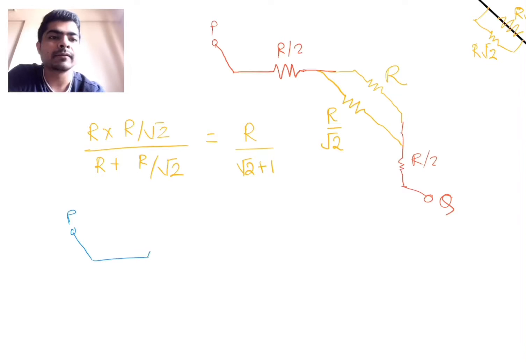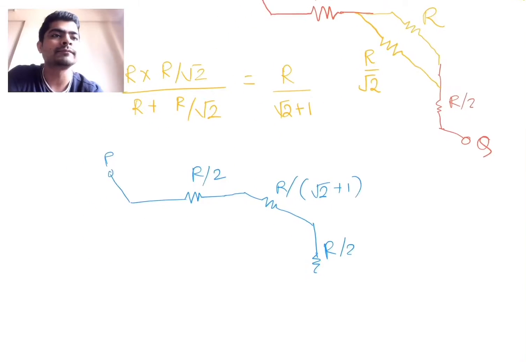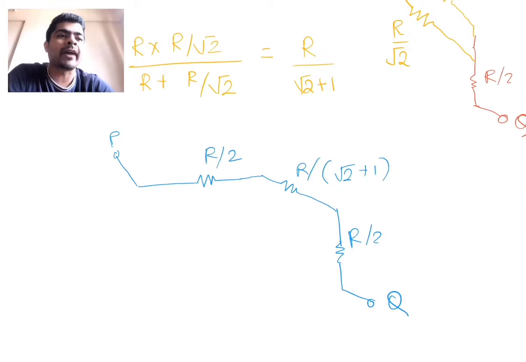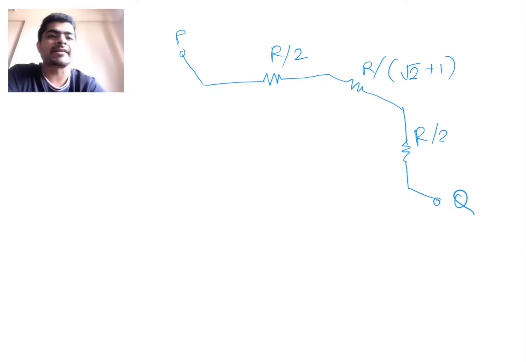So now again we can draw the circuit. P, R by 2, then R by root 2 plus 1, again we have R by 2, and finally we reach the point Q. Correct? So in this circuit now all the three resistors are in series, so we just need to add them to obtain the final resultant resistance.